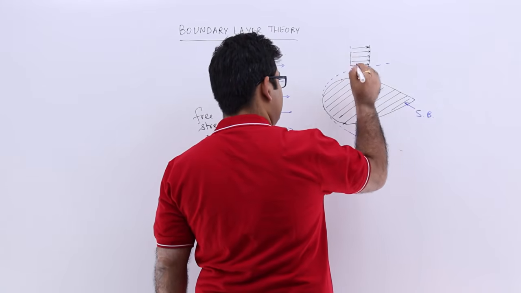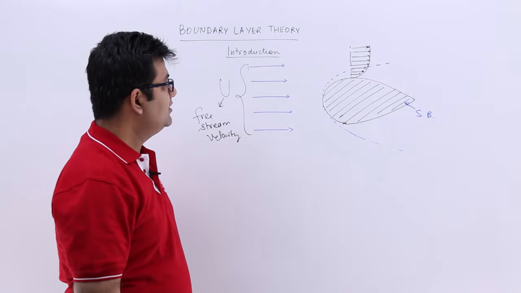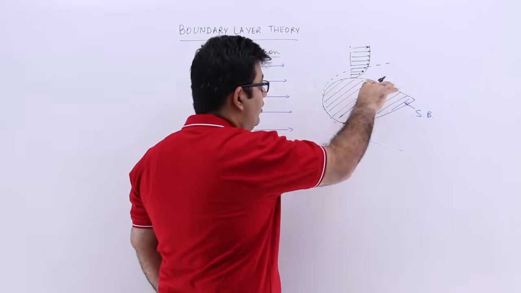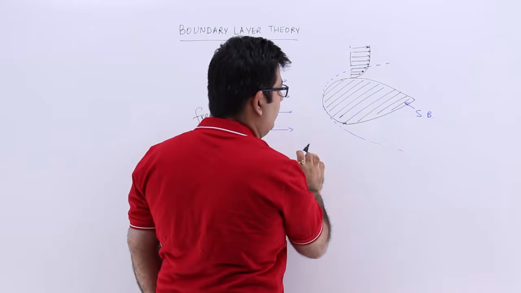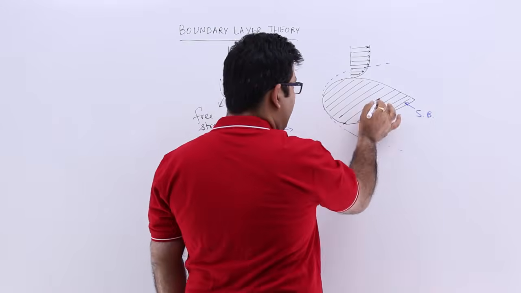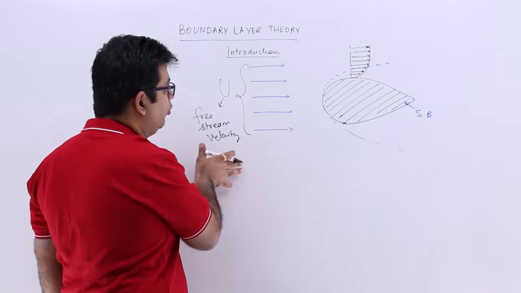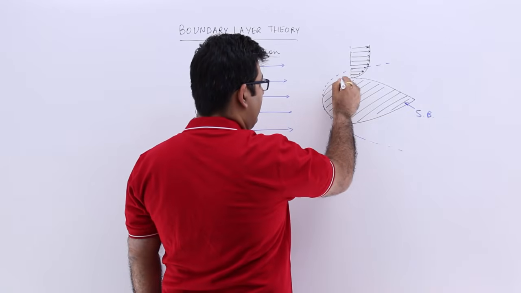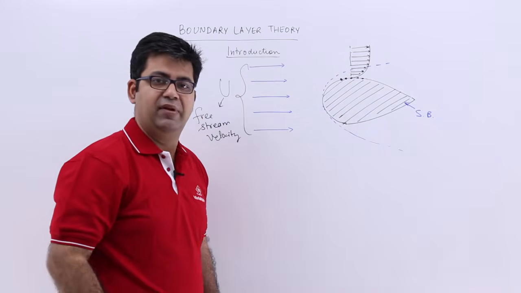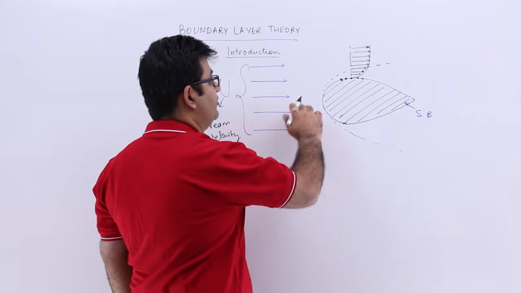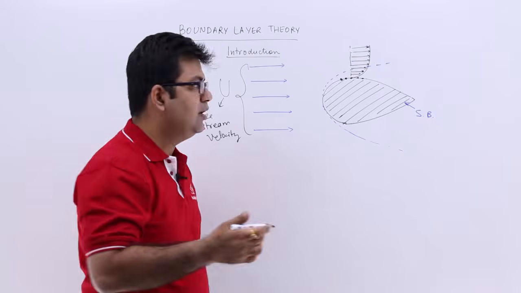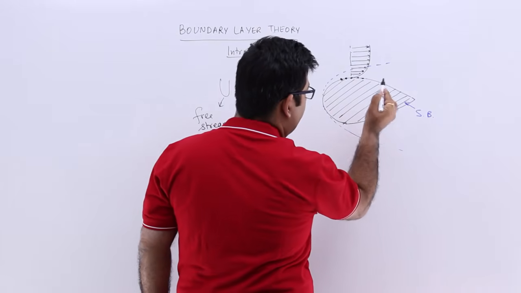Now when this fluid passes over the surface of the body, the fluid particles will cling on to the surface. This means that the velocity of the fluid particles at the boundary of this body will be equal to the velocity of the body. This means that the body is not moving, the movement is of the fluid. So when the fluid particles on the boundary have the same velocity as the surface of the body, the velocity of the fluid reduces to zero at the boundary of this body.